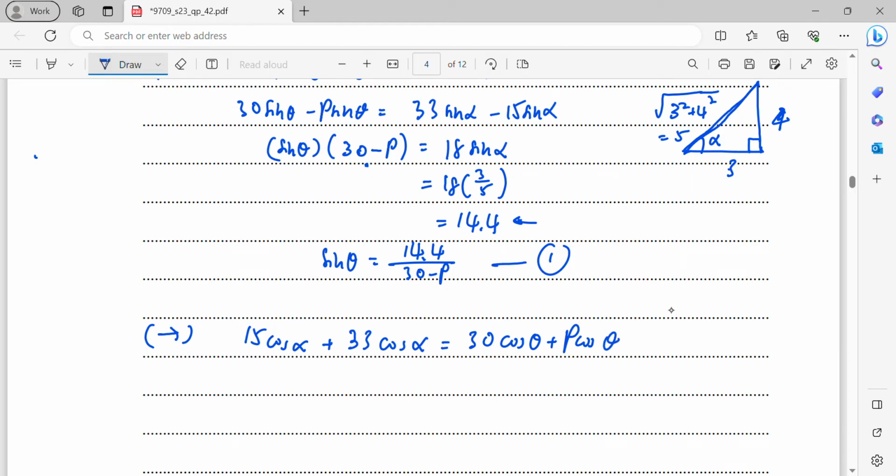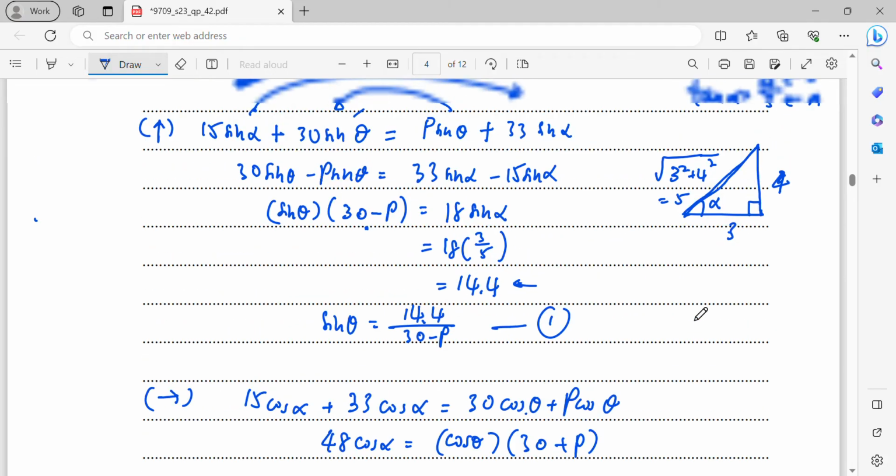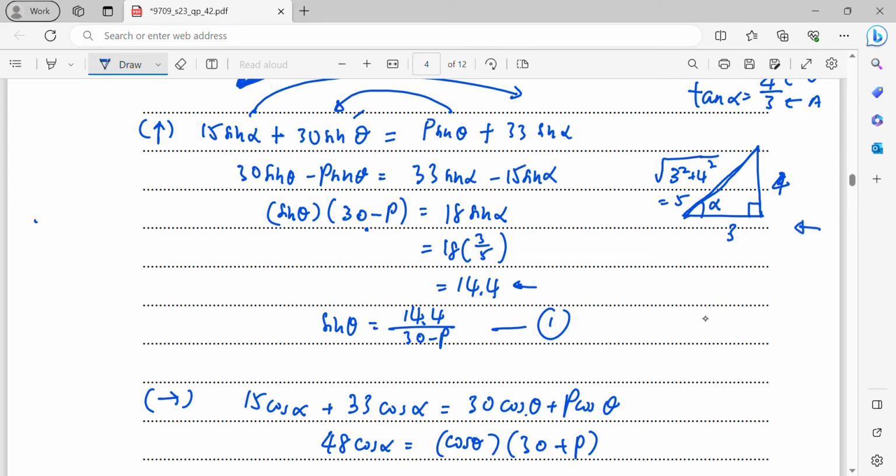So for the left hand side, 15 plus 33 will be 48. Then cos alpha equals, now the cos theta is in common, that means I will factorize the cos theta, then I will get 30 plus P. Again, the cos theta, you have to get it from this triangle. So the cos is basically adjacent over hypotenuse. Right? So I will get 3 over 5.